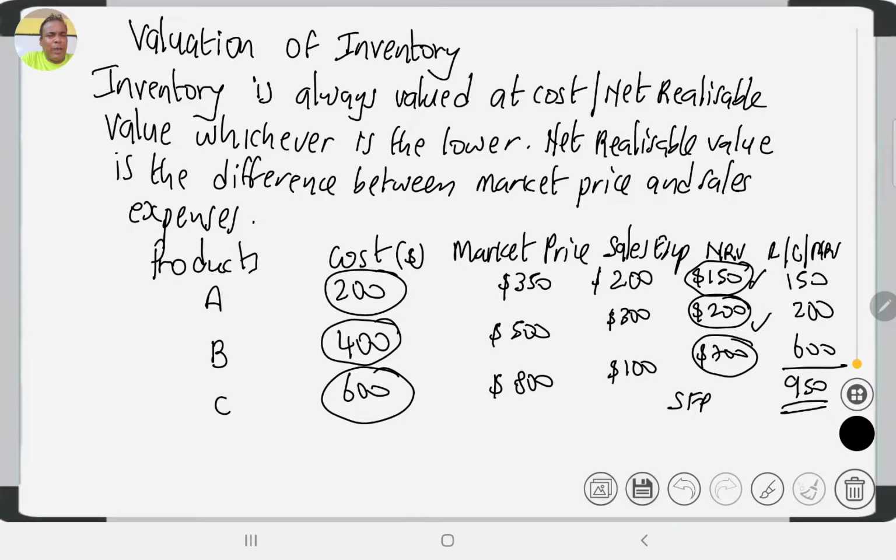For product C, we have the cost of $600. It has been bought for $600, and the market price is $800. We are expecting to sell it for $800, the expected selling price, and we have to incur some expenses of $100. So it can be sold for $700. So net realizable value is 700, cost is 600, therefore we will take 600. So we have to add 150, 200 plus 600. This will give us $950. This value of inventory will be recorded in the statement of financial position.